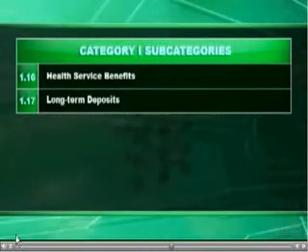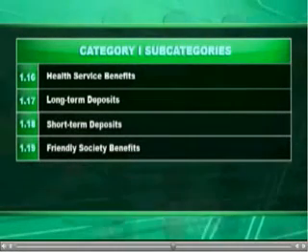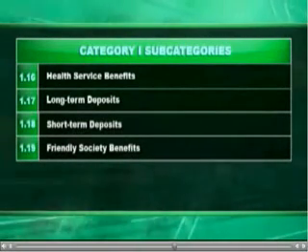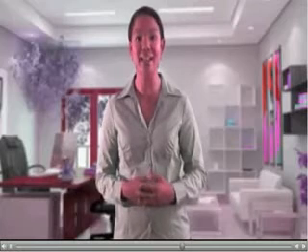Long-term deposits, 1.18 short-term deposits, and 1.19 friendly society benefits. Why do we have these various categories and subcategories? The importance of the subcategories and the main category headings is to identify and indicate, firstly, what a FSP is licensed and authorized to sell in terms of products and services. Secondly, when we consider representatives, the categories specify what a rep is fit and proper to advise and offer an intermediary service on. And thirdly, key individuals are authorized for specific product categories.